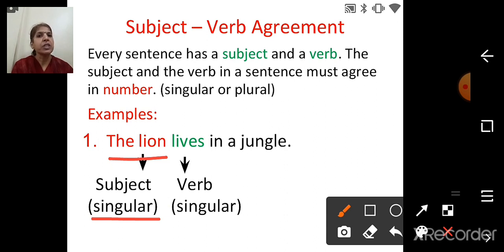Now you have to remember, children, that mostly when we add s to the subject, that is a noun, it becomes plural, right? Lion, you add s, lions, it becomes plural. Girl, girls, it becomes plural. But for a verb, if the verb has s, lives, the verb is singular. When you say lions, it is plural, but when you say the verb lives, it is singular. So remember, children, if the subject is singular, the verb also should be singular. This is known as subject-verb agreement.